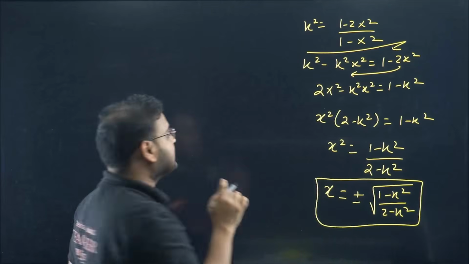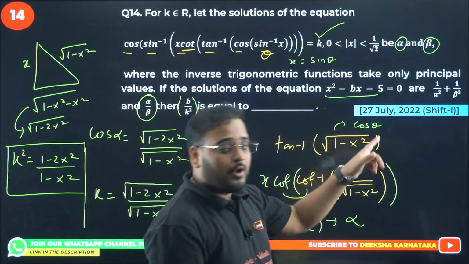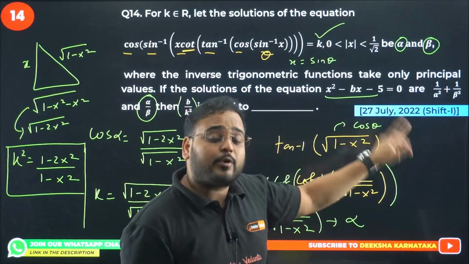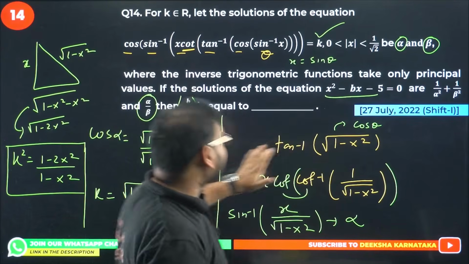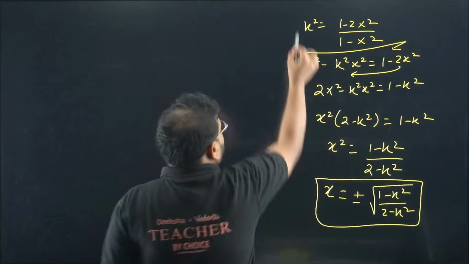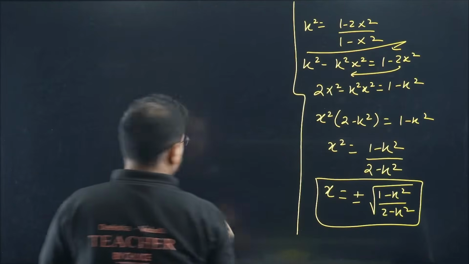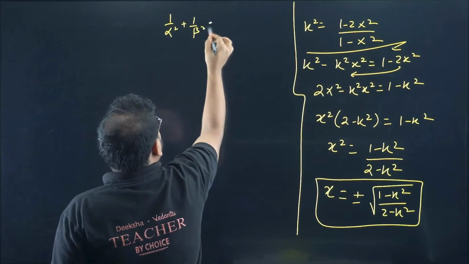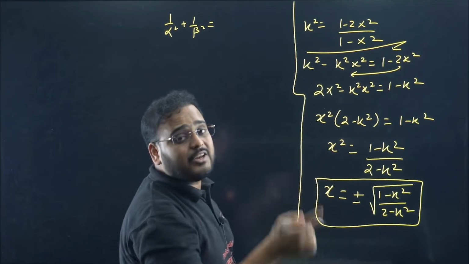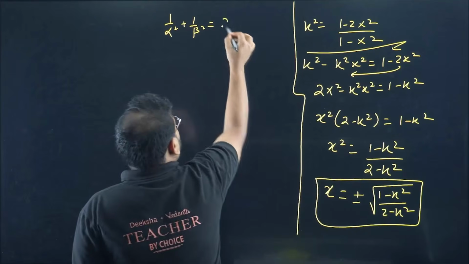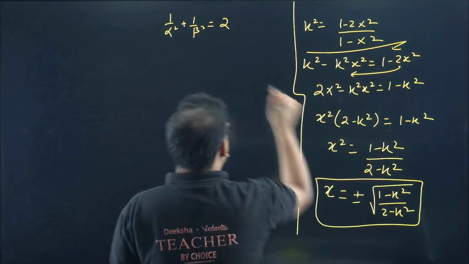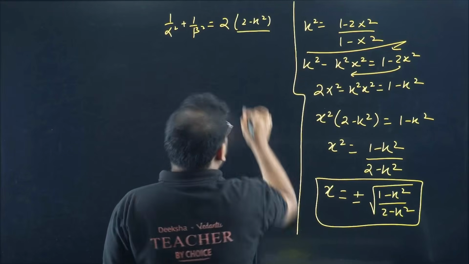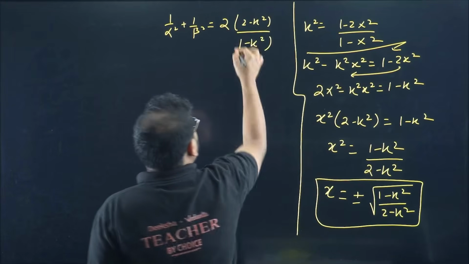But is this what they're asking? Not at all. What they are asking is to find the roots of the order 1 by alpha square and 1 by beta square. So I'm going to take each of them, reciprocate, and then square it up, and then add. So 1 by alpha square plus 1 by beta square is the inverse of that, and then you add it. What are you going to get? Twice of, but it will be reciprocated, so 2 minus k square upon 1 minus k square.